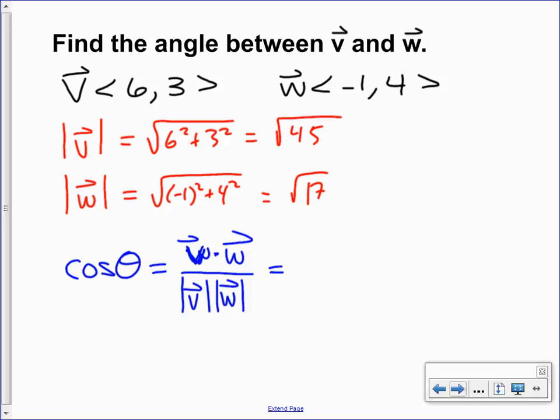So V dot W is going to be 6 times negative 1 plus 3 times 4 over root 45 times root 17. To solve for theta, second cosine that puppy. That's it. So this is calculator ready. That's why I didn't make you do all that crazy stuff with the radicals, because you don't need it.